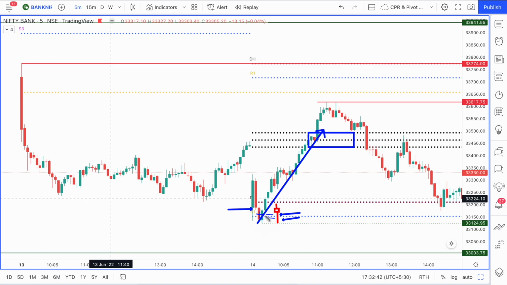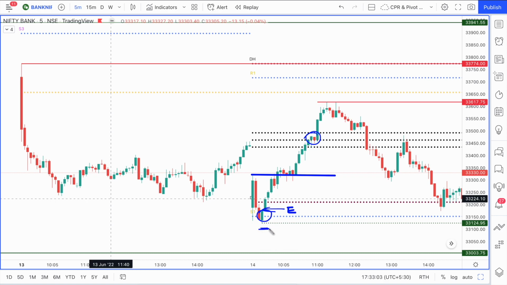But if you entered here, so if you were to enter at this particular point after the close of this green candle, would you be waiting to take your target at the CPR? No, that would not be your location to take your profit. Your location would still be the high of this particular candle here. So your entry would be where I have drawn this arrow right here.